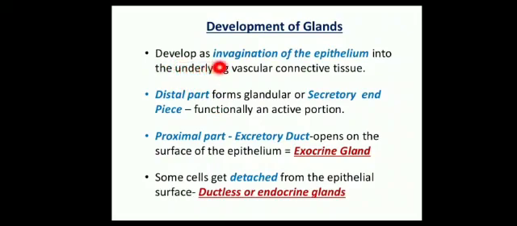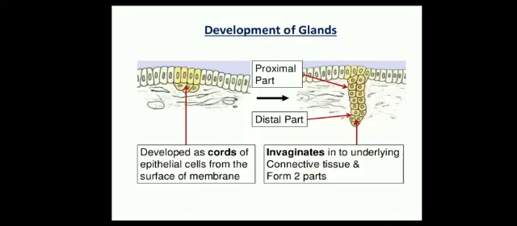Development of glands. It develops as an invagination of the epithelium into the underlying vascular connective tissue. The distal part forms the glandular or secretory end piece, which is the functionally active portion of the gland, and the proximal part forms the excretory ducts, which open on the surface of the epithelium in the exocrine glands. Some cells get detached from the epithelial surface, which are known as the ductless or endocrine glands.